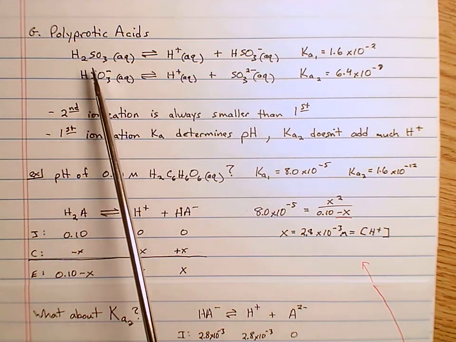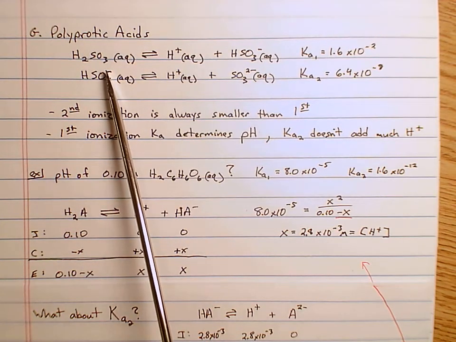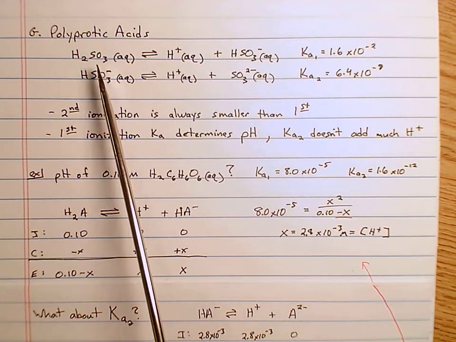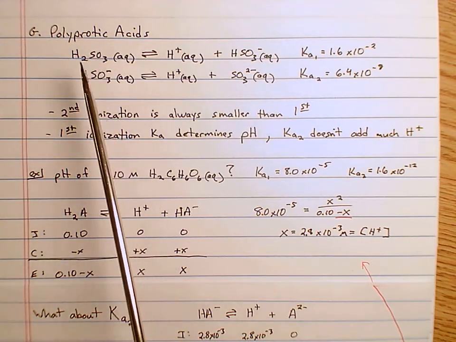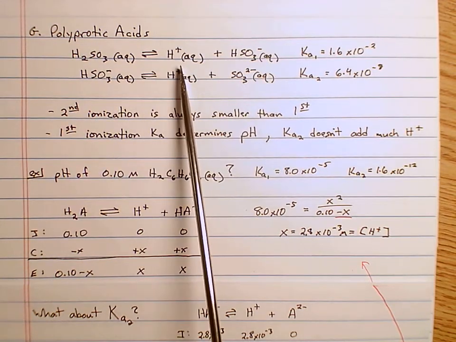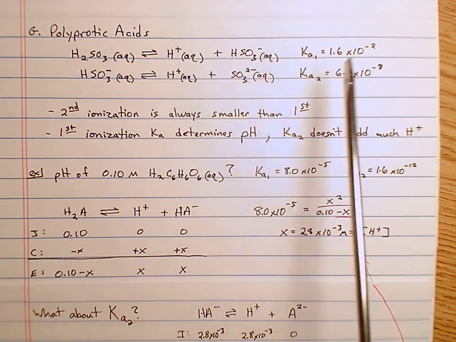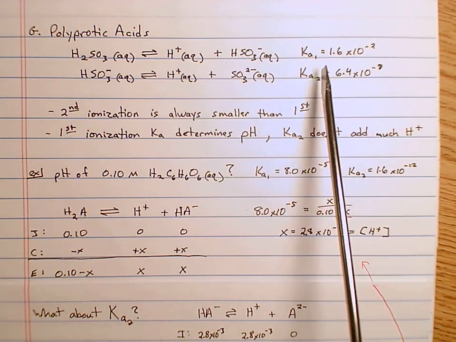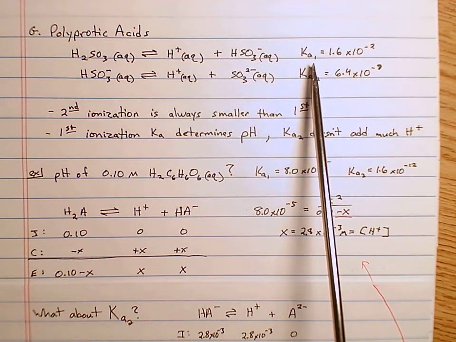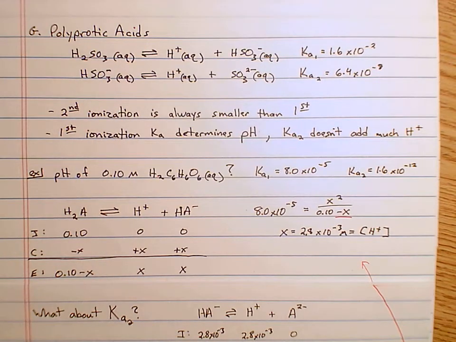Here's an example, H2SO3 aqueous. Note that this is not H2SO4. H2SO4 is a strong acid, H2SO3 is a weak acid, but it'll dissociate in water to H plus and HSO3 minus with a Ka value of 1.6 times 10 to the minus second. I call this Ka1 because it's our first proton that leaves.